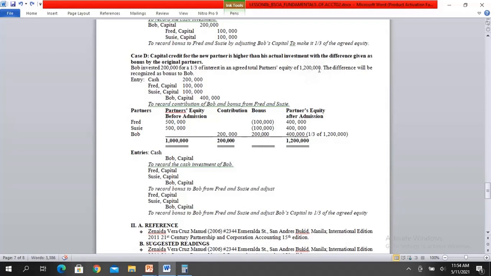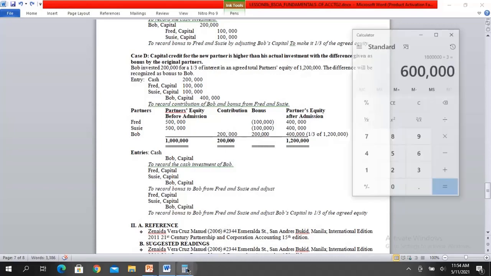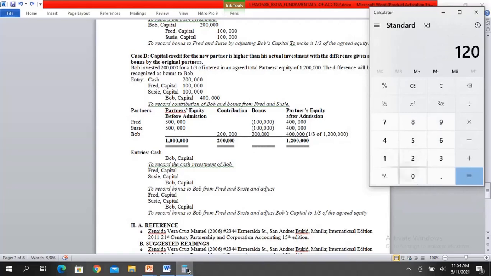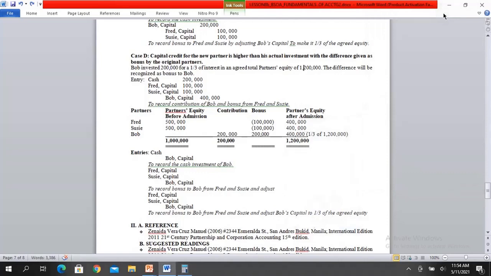However, ang kinontribute lang ni Bob, ang ininvest lang ni Bob is 200,000. Ngayon, kulang ng 200,000. Magkano ba yung 1/3 ng 1,200,000? 400,000, di ba? Ayan. 400,000 dapat yung ko-contribute or i-invest ni Bob. However, 200,000 lang yung na-invest niya. So, ngayon, kulang ng 200,000 si Bob.